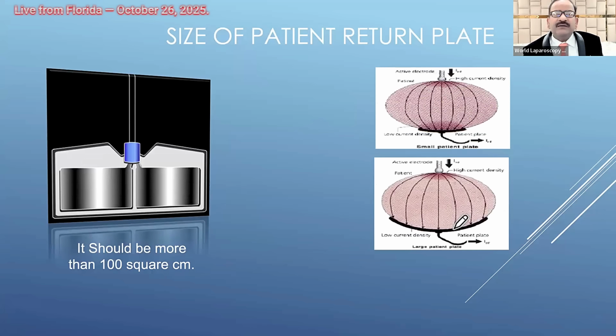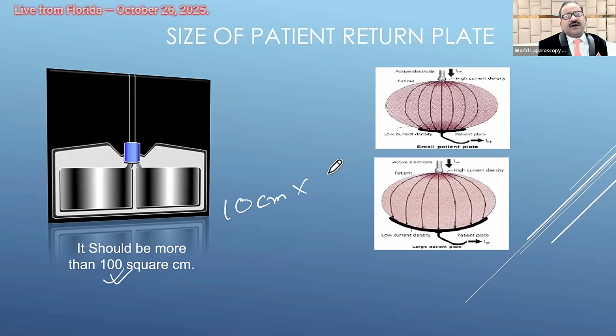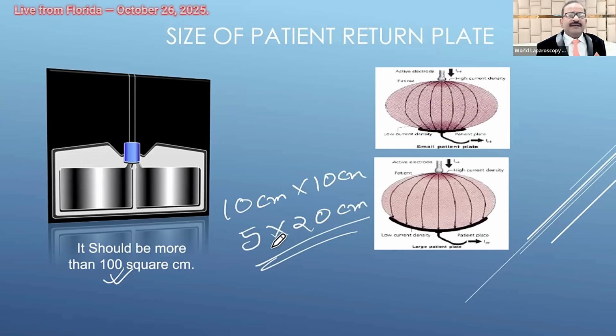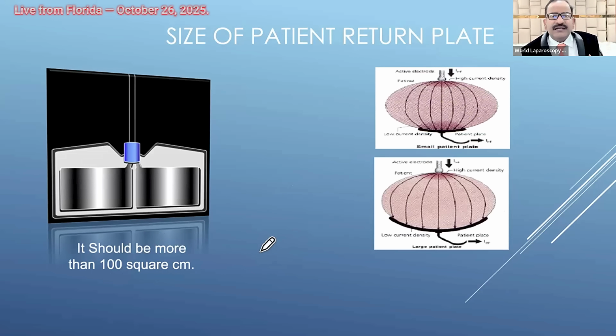So the size of the patient return plate should be bigger and it should be in contact with the fleshy body mass, fleshy muscle mass, so that minimum 100 square centimeter is in contact. That means 10 centimeter into 10 centimeter, or it may be 5 into 20 centimeter. That also will make the 100 square centimeter area. Then the patient return plate should be safe.